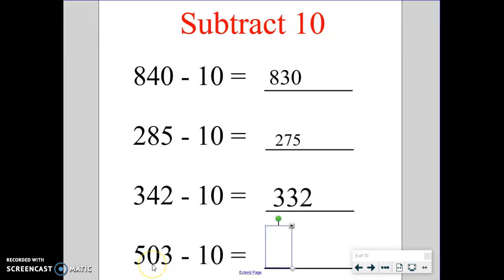I have 503, and I have to take away 10. I don't have any 10s to take away, so I'm going to have to think. If I take 1 of the hundreds away, that gives me 10 tens. So if I have 10 tens and I take away 1 of those tens, I'm going to have 9 tens, but I took away 1 of those hundreds, so it's going to be 493. That one's a tough one because we have to ungroup one of those hundreds in order to take away a 10.